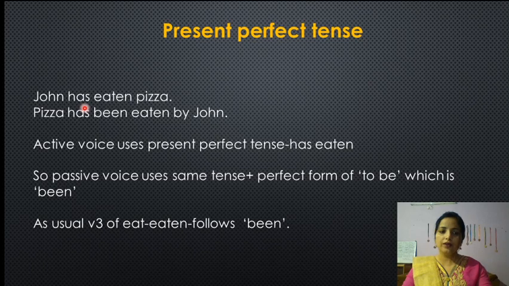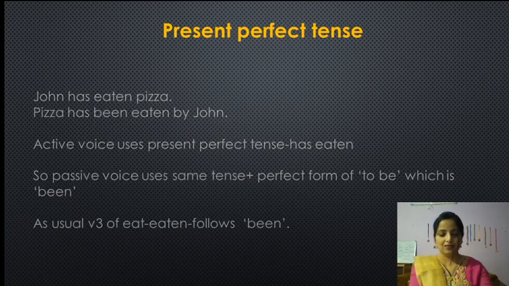Now here already has eaten is there, so it will go further and be will become been because we are in perfect tense. Perfect tense always uses V3: eaten, been. Okay, there is never any other option. And as usual, the V3 of eat, eaten, follows been. So we have pizza has been followed by eaten by John. Okay, you may be wondering why so many pizzas are there. This slideshow is completely full of pizzas.